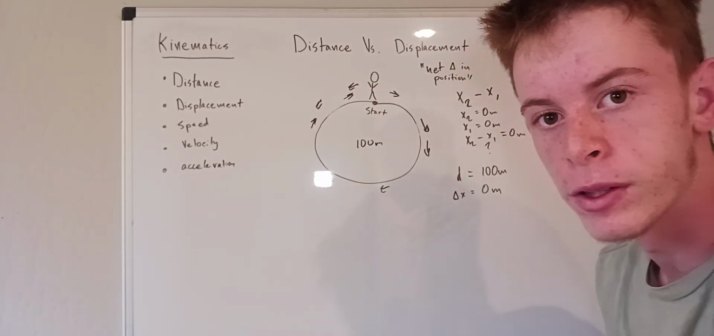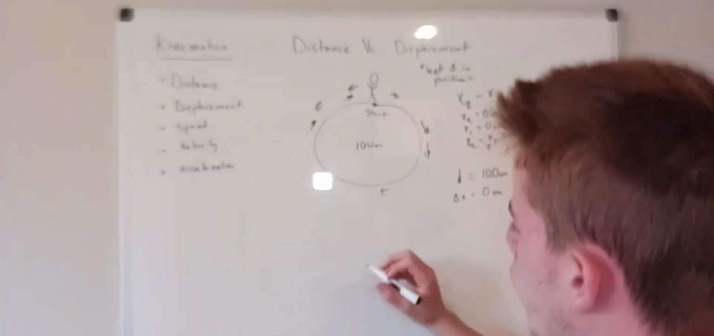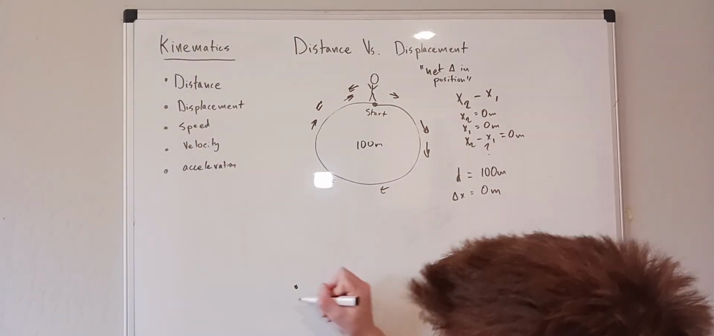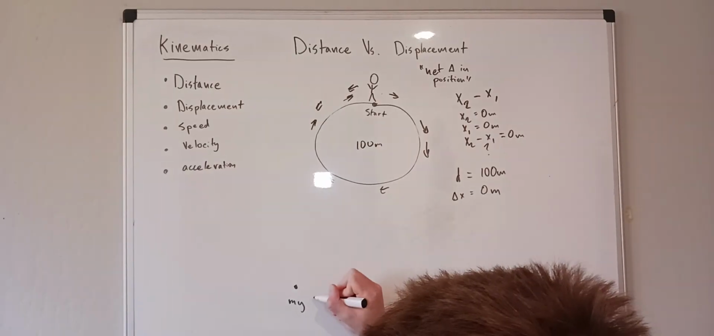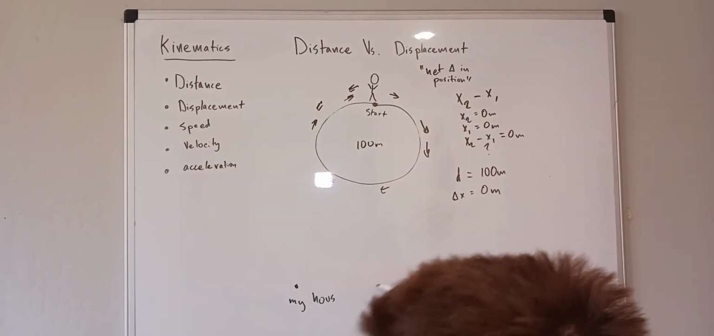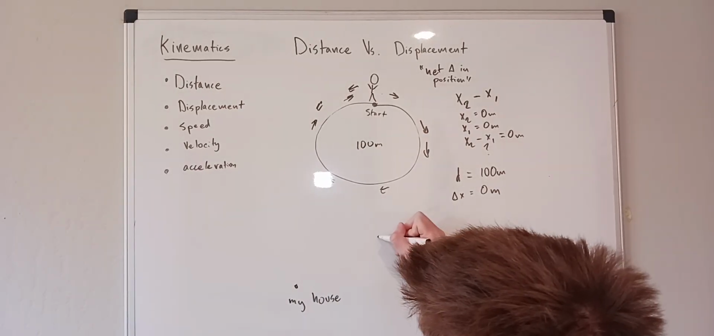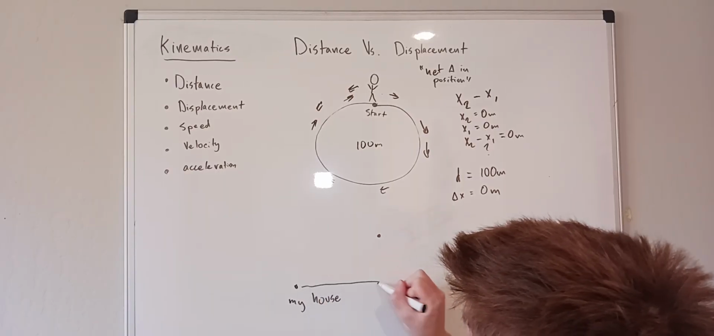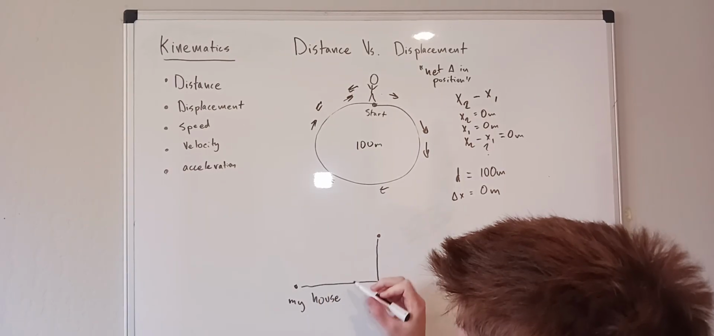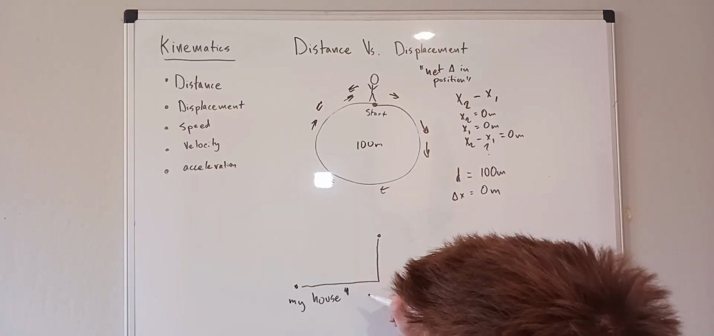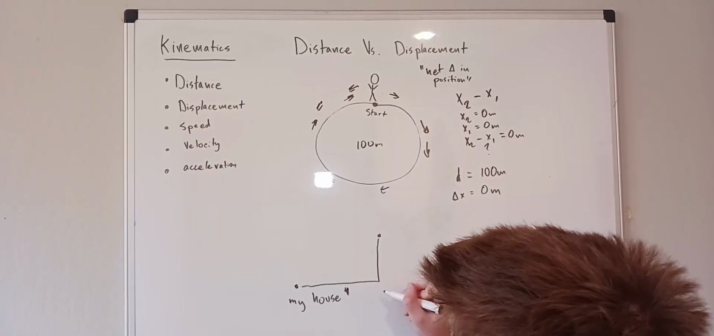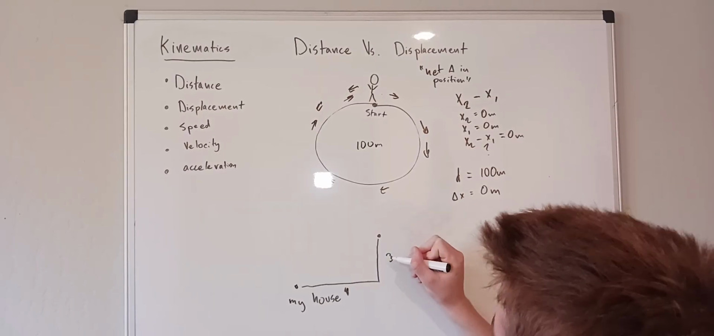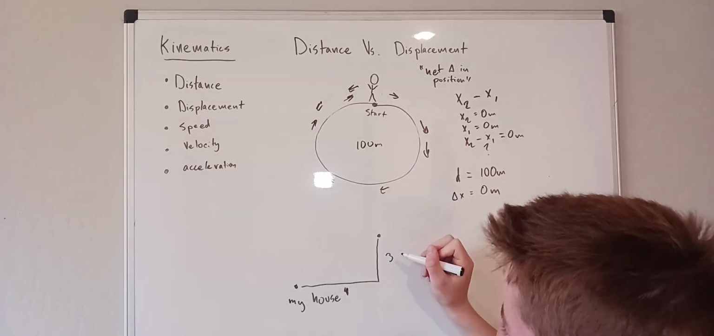Let's do another physical example, all right? So I live right here, okay? My house, and my friend lives over here, all right? This is not drawn to scale, by the way. 4 blocks to the right and 3 blocks north of me, okay?